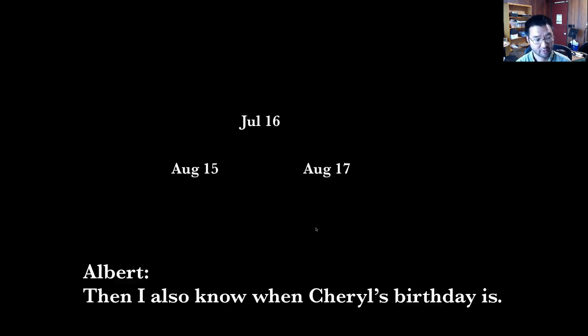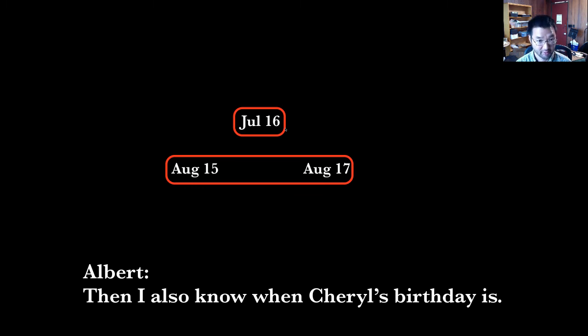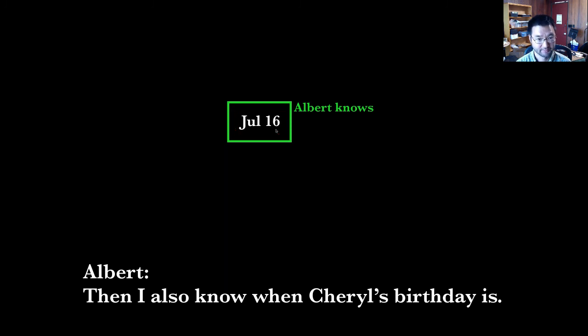And then finally we have the third clue. Albert says, then I also know when Cheryl's birthday is. This is about Albert's knowledge, so we'll put Albert's bubbles. These top two bubbles are relevant. We'll simplify this. Now in this world, when does Albert know when Cheryl's birthday is? Albert knows when the bubble just contains a single date, and that only happens when the date is July 16th. We'll simplify. This is the answer. Cheryl's birthday is July 16th.